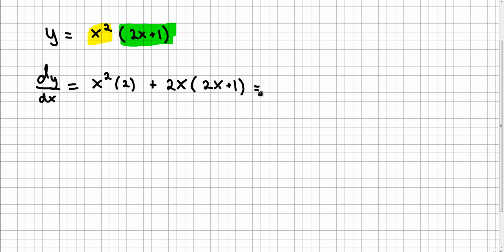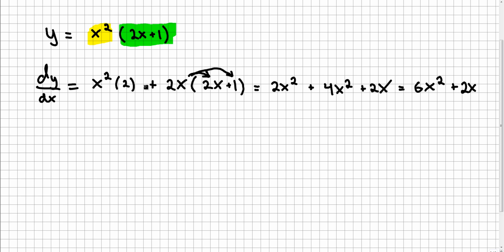So let's see if we can simplify this a little bit. x to the power 2 times 2 is going to be 2x squared, and then we can rewrite this. If we multiply 2x with 2x and then 2x with 1, we're going to get 2x times 2x is 4x squared, and then 2x times 1 is going to be 2x. Here we have x squared terms, so 2x squared plus 4x squared is going to be 6x squared, and then plus 2x.